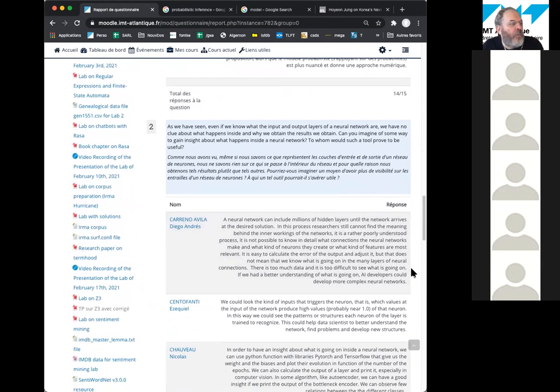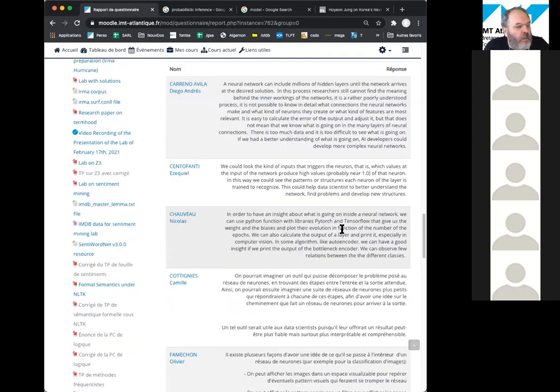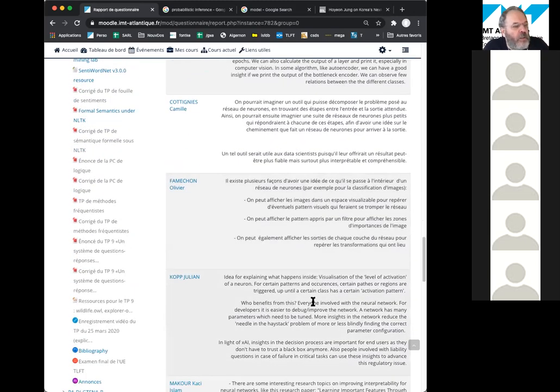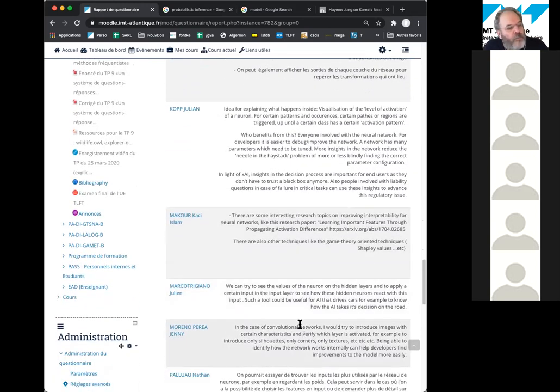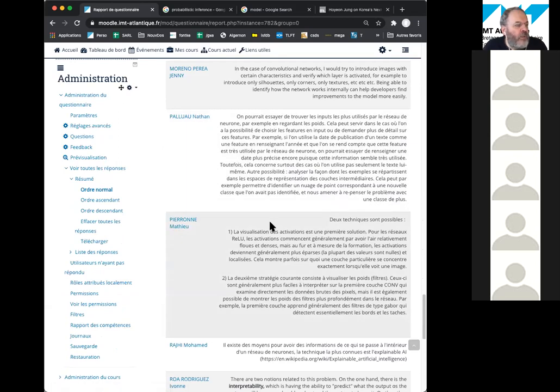The second question was about neural networks and can you imagine of some way to gain insight about what happens inside a neural network? This is a much more concrete and practical question. I got many interesting answers about convolutional networks, images where you can see parts of the image which concentrate more activity. And I got some very clear ideas about strategies, like Mathieu says, we can look at activation and we can look at weights.